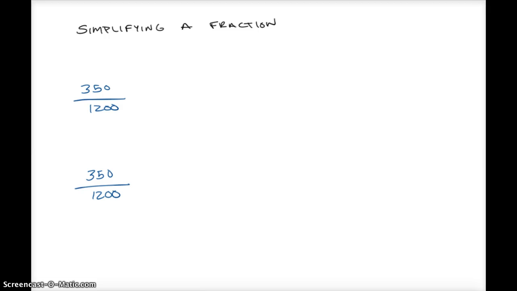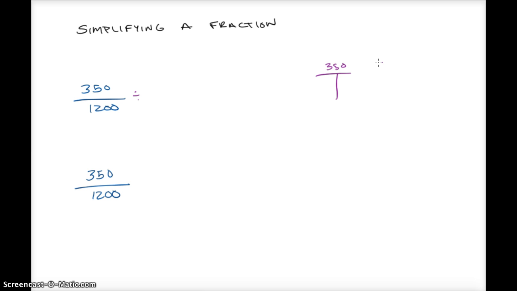Simplifying a fraction is basically taking that fraction and breaking it down into an equivalent fraction that's the same value. It's just smaller numbers that are easier to understand. So what you do when you simplify a fraction is divide the numerator and the denominator by your greatest common factor.